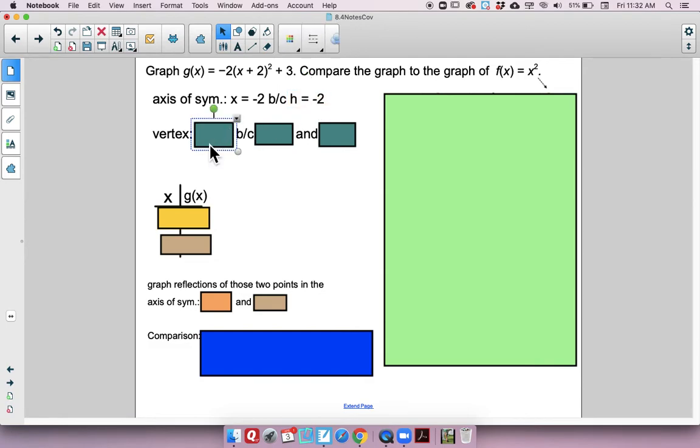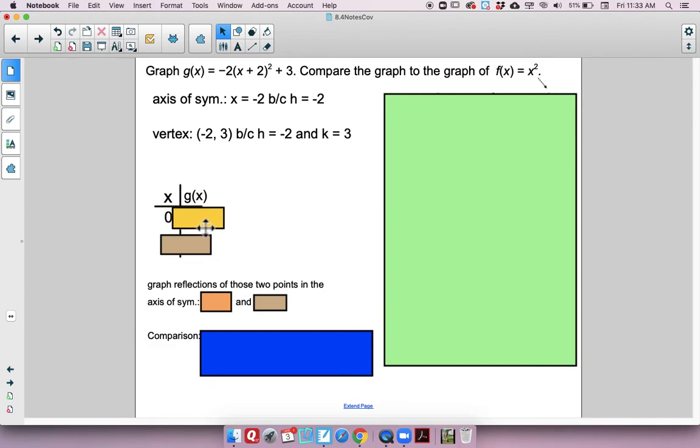We know our vertex, as I just said, is -2 comma 3 because h equals -2 and k equals 3, right? So it's all coming from this formula. Way easier than having to multiply this out and plot points and all that. Okay, so we have a vertex. You have your axis of symmetry that you've drawn in. Now we need to just find two other points.